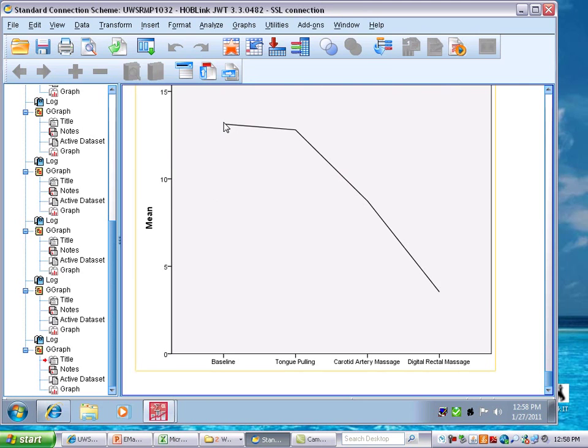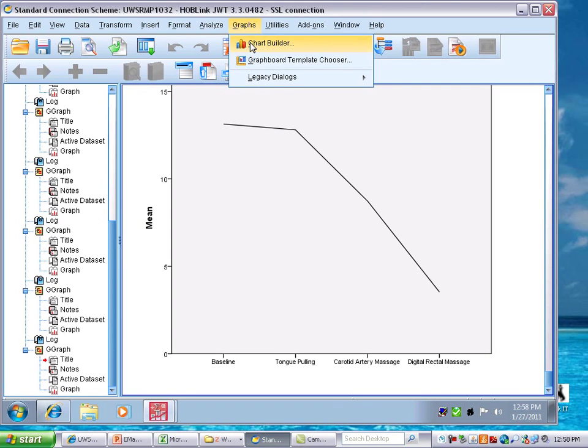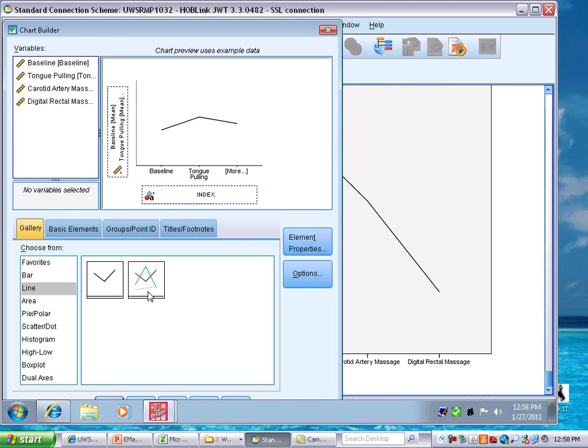Well, I've got baseline here, tongue pulling, and as I move down, I see that the mean number of hiccups is getting smaller and smaller. Sometimes you'll prefer a line chart to a bar chart. They both give the same information. Let's try one more thing in our chart builder.